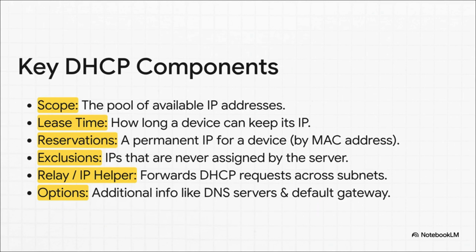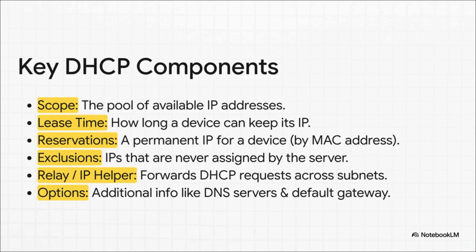Okay, to really get DHCP, you've got to know the lingo. It's super important for the exam. First up, the scope. That's just the pool of available IP addresses the server can hand out. Think of it as its inventory. Then there's the lease time. This is how long your device gets to borrow its IP address before it has to check back in. Now, a reservation, this is cool. It's like a permanent VIP parking spot for a specific device, like a network printer. It's tied to the device's unique MAC address, so it always gets the same IP. We also have exclusions. These are IPs within the scope that the server is told never to assign. You save these for important things like your router.